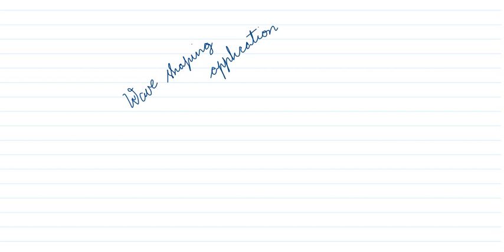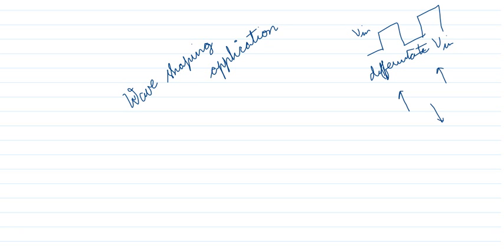I said earlier that the impulse signal is obtained from differentiating. This is the input. If I differentiate this, what will I get? The impulse. A positive impulse at the rising edge, and a negative impulse at the falling edge. These are used in automobile ignition.